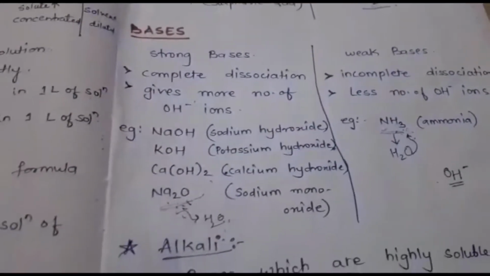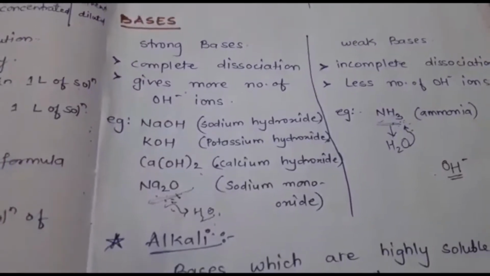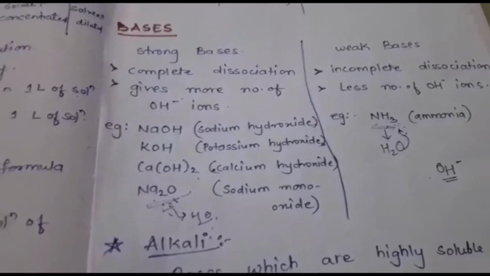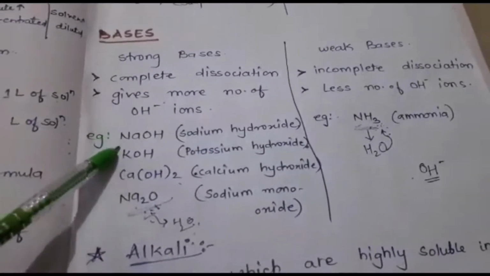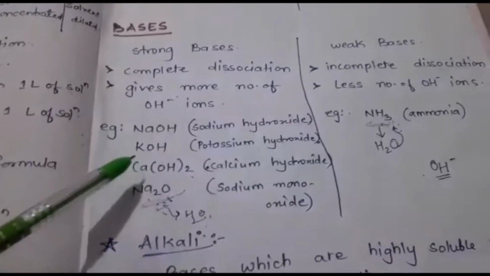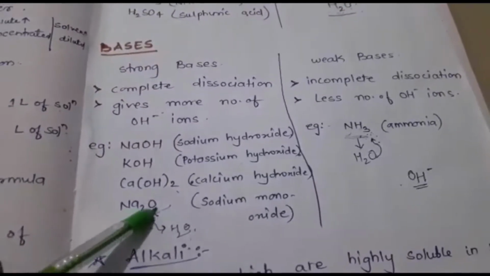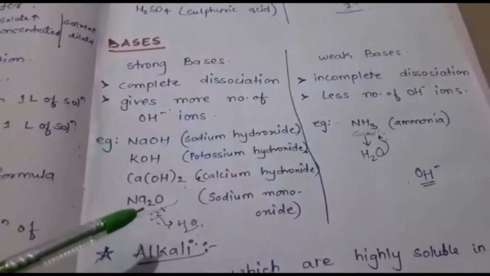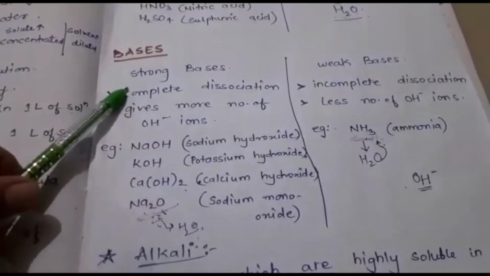Next we have bases. Similarly to acids, a strong base and a weak base are there. The substances or compounds which completely dissolve in water to give a more number of OH minus ions are known as strong bases. Examples are sodium hydroxide, potassium hydroxide, calcium hydroxide and sodium monoxide. Why monoxide? Only a single oxygen is present, that's why. All these are considered strong bases because on dissolving they give a more number of OH minus ions.